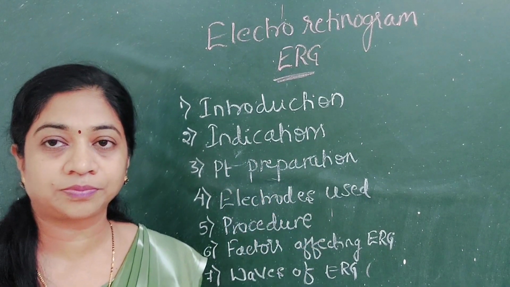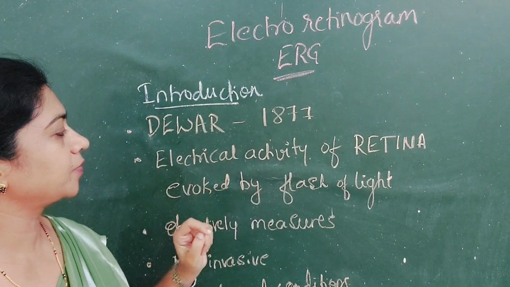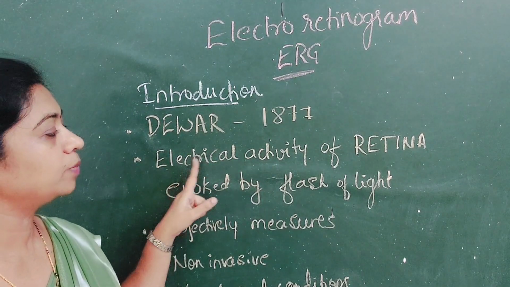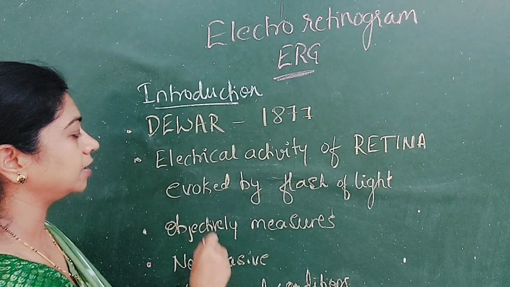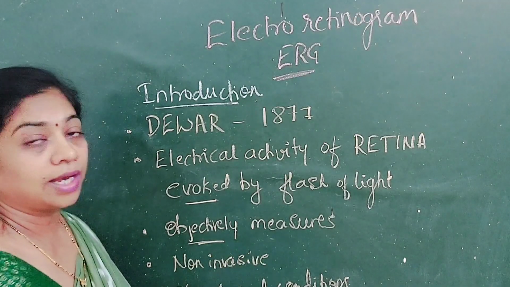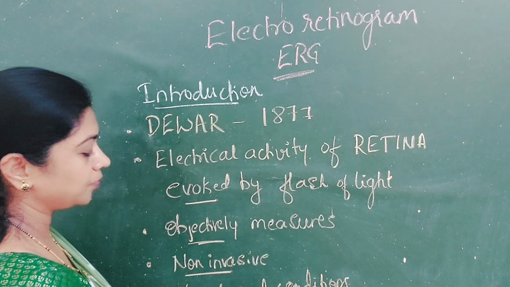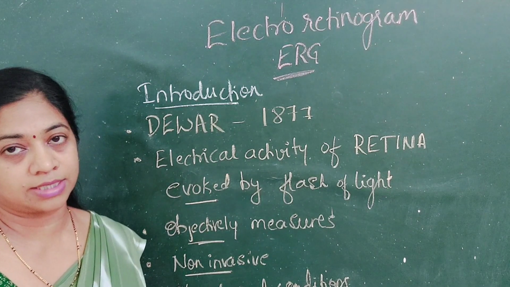Okay. So ERG was first recorded by Dewar in 1877. ERG provides the objective measure of the electrical activity of the retina, which is evoked by flash of light. So it objectively measures the electrical activity which is happening in the retina, and it is a non-invasive procedure and can be done under physiological conditions.